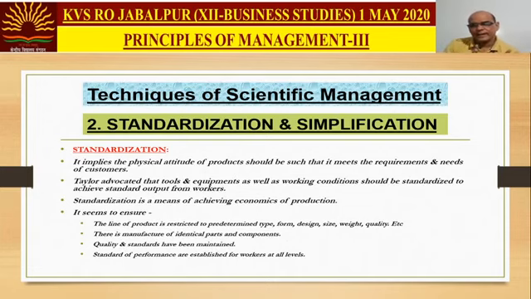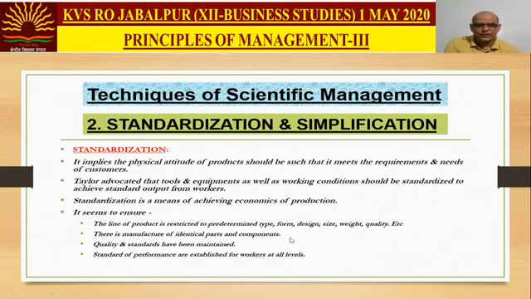He said that there can be only one best way for anything, and that best way should be applied everywhere. Let it be tools or equipments, let it be training methods, let it be selection of workers, or let it be the organizational atmosphere or deciding the goals. So best way should be approached. Standardization says that physical attitude of product should be such that it meets the requirement and needs of customers. He also said that tools and equipments are all in working condition and they are standardized to achieve the standard output from the workers. Standardization also means achieving economy of production.